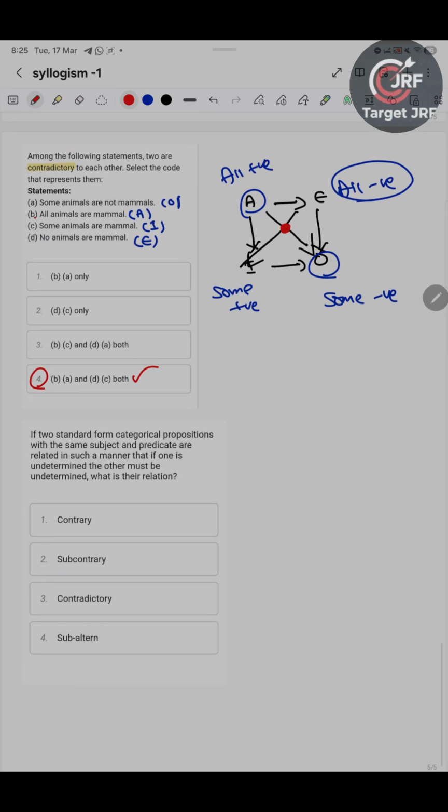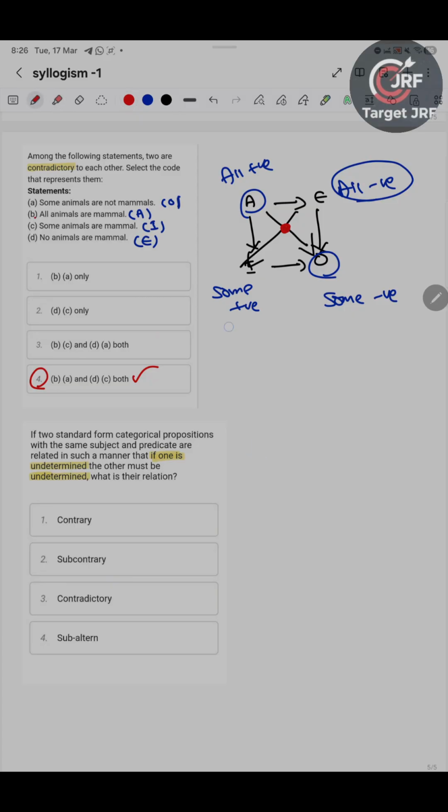The next one is: if two standard form categorical propositions with the same subject and predicate are related in such a manner that, if one is undetermined, the other must be undetermined. So this is also the same way. So if you see, it is a contradictory statement, right? If one is undetermined, the other one is also undetermined.